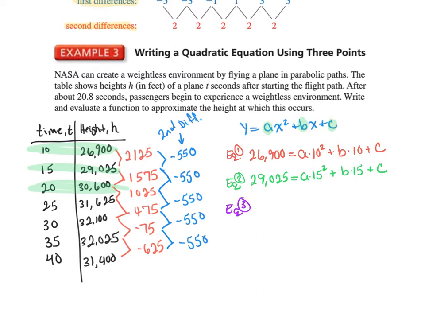So our y value is 30,600. We do not know a times 20 squared plus b times 20 plus c. So we have 3 equations with 3 unknowns. Now we're assuming that all of these points come from the same equation, so that should be the same a, the same b, and the same c. So that's why we can do systems of equations. So let's simplify these to put them in a form we're used to looking at.